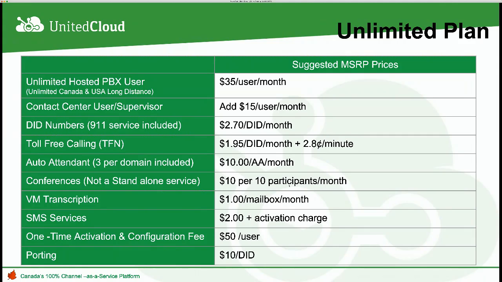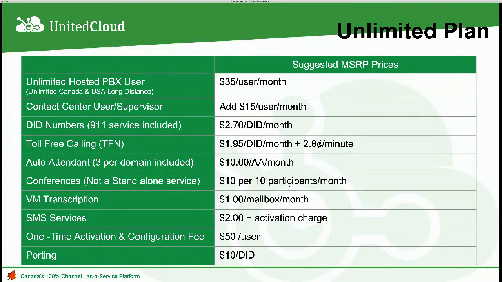It includes unlimited Canada and USA, as well as no channel limits, zero busy signal. So if you have 5 users and they're all on the phones with 5 clients, and another 5 callers come in, nobody will get a busy signal. They will stack in the queue. That's the beauty of the unlimited. If any of those users would like to have a contact center feature, whether a contact center user or supervisor, you'll add $15 per user that you would like to add that feature to.